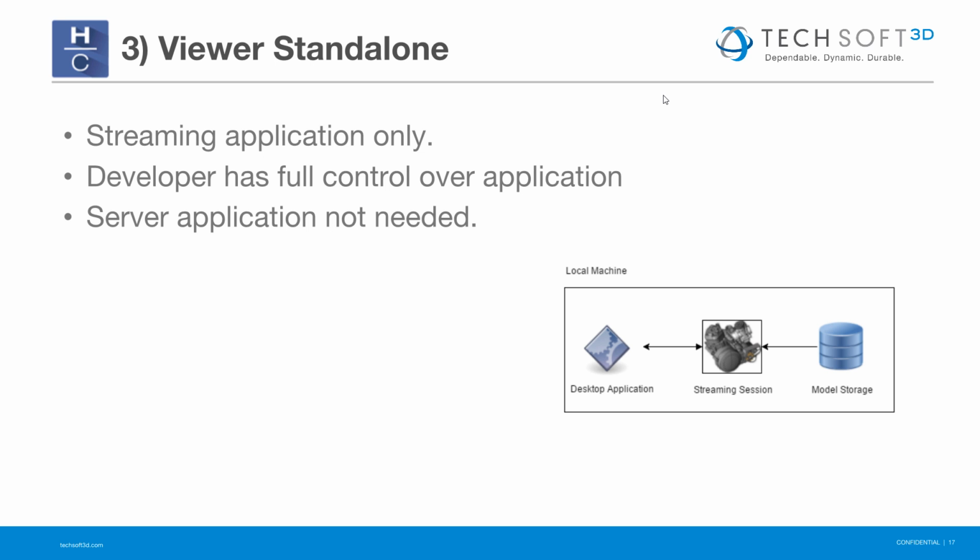You configure it via the command line by telling it what port you want it to listen on, and then you can directly connect to it. In this mode, you still have to make sure that the model is available for your streaming session, but this allows you to have full control over the startup process of the viewer. So if you have specific needs in that you need to launch it in a certain way, you can use the viewer standalone mode in order to facilitate that.